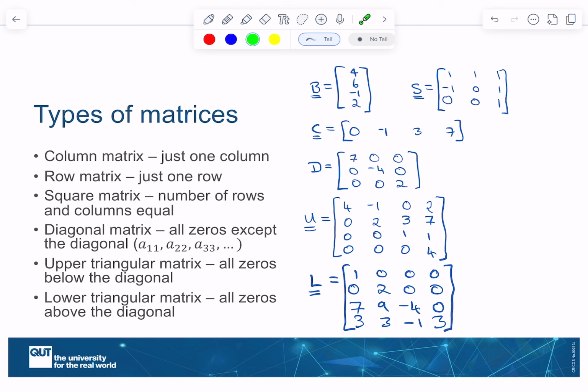Okay, so that's it for just this first little intro video on matrices. In some later videos, we'll look at what we can do with them mathematically in terms of operations, and also how we use them in context to do things like solve equations.